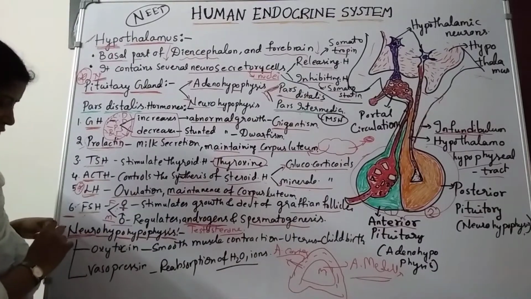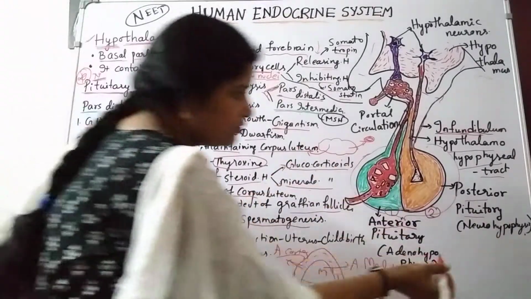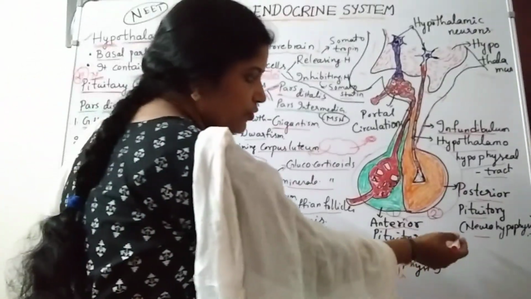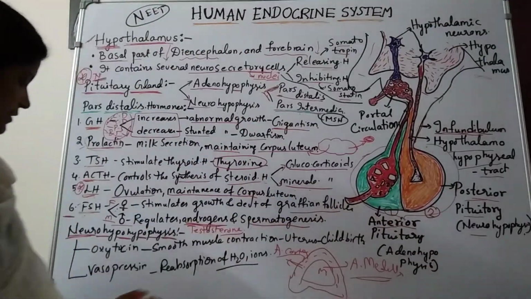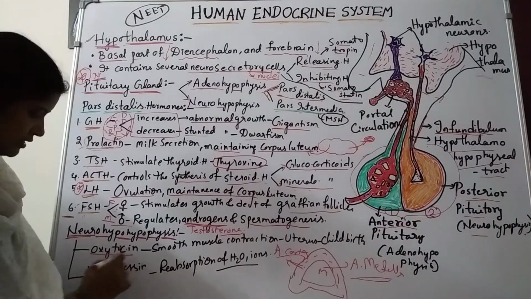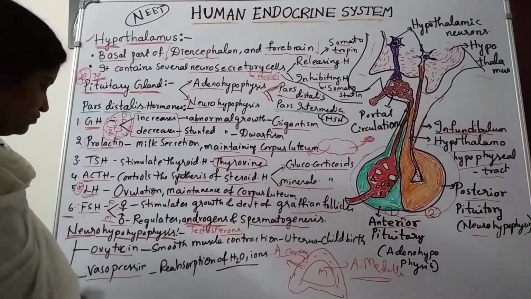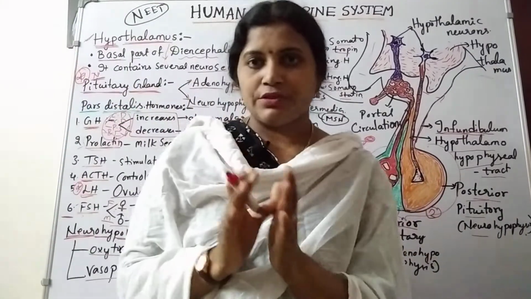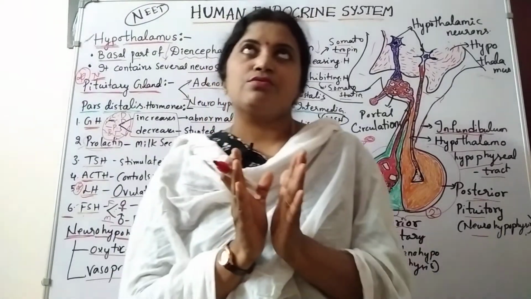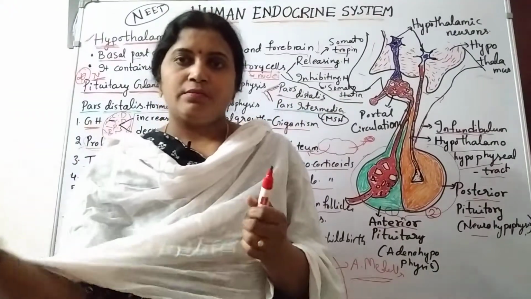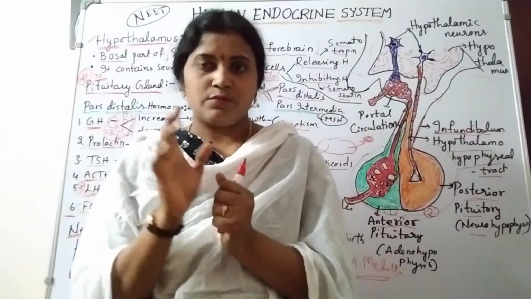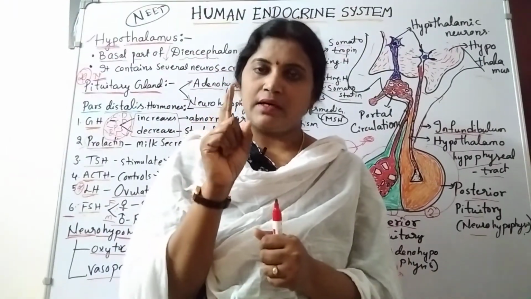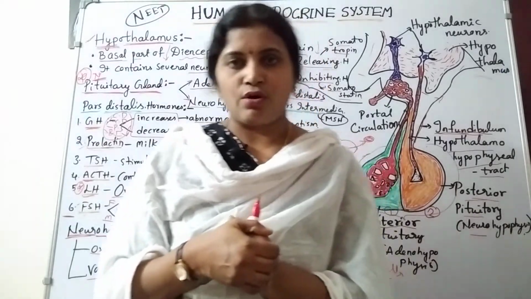Then neurohypophysis. This posterior pituitary is also known as neurohypophysis. This neurohypophysis releases two hormones here. One is oxytocin, another one is vasopressin. Oxytocin and vasopressin. Where is oxytocin used? See, normally our entire body contains smooth muscles. So for smooth muscle contractions to happen, the hormone we need there is oxytocin.